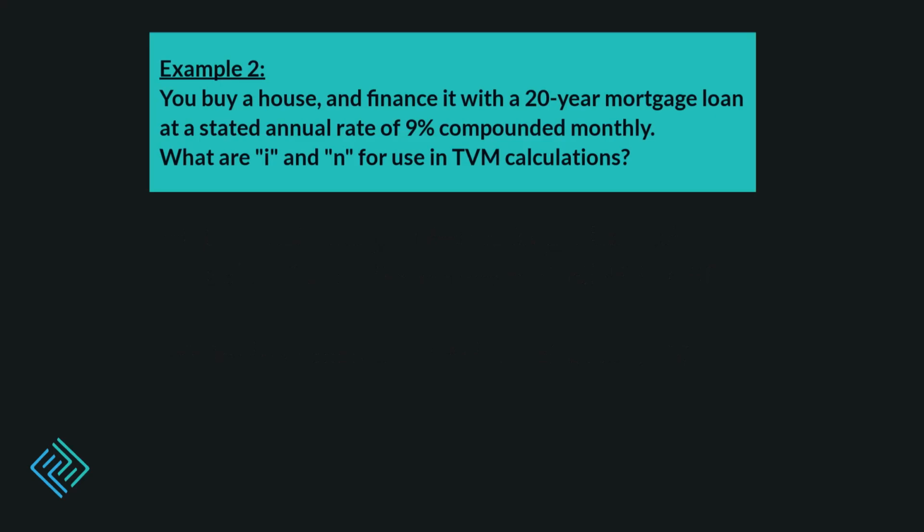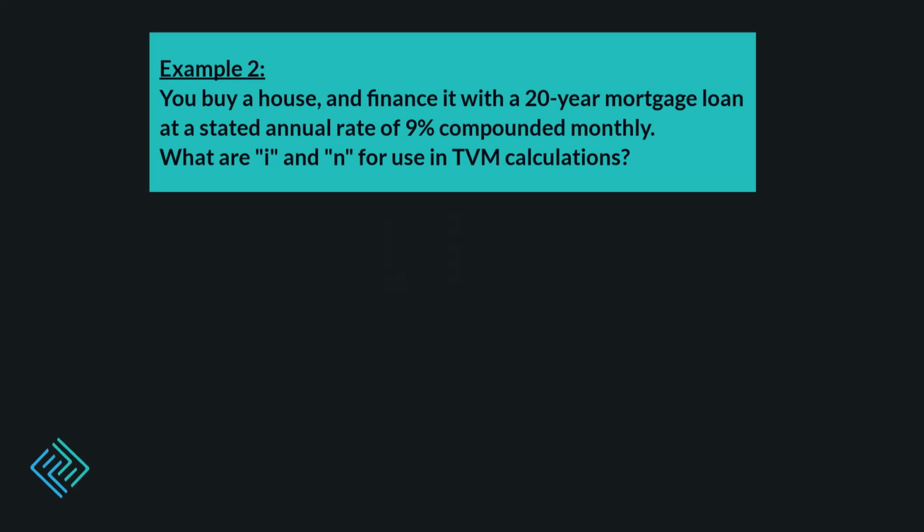Now you might like to try an example. If you buy a house and you finance it with a 20-year mortgage loan at a stated annual rate of 9% compounded monthly, what are the discount rate and period count inputs for your calculation of your repayments? You may want to pause the video while you decide on your answer.